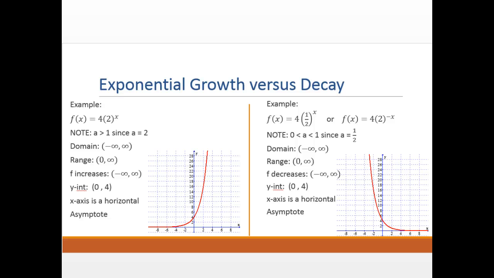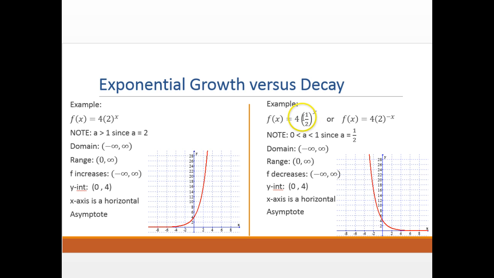Let's compare exponential growth versus exponential decay. Remember we said the only real difference is that the a has to be greater than 1 for growth, and the a has to be between 0 and 1 for decay. Now I'm going to choose 2 over here on the left-hand side for growth. I'm going to choose 1/2 over here on the right-hand side for decay.